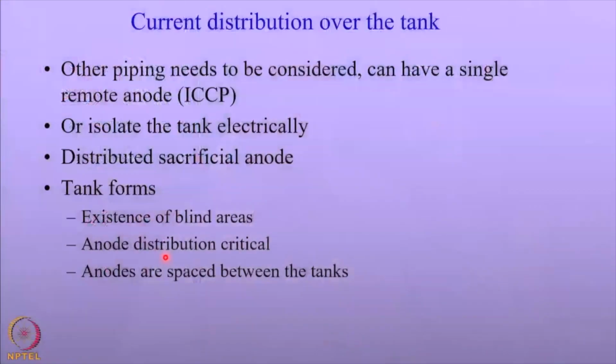We talked about current distribution at the bottom of the tank. The current distribution at the outer surface of the tank is also equally important. In this case, the other pipings need to be considered. You can have a remote anode, so that the current distribution becomes quite easier, or isolate the tank electrically, for example. And in the first case you can have a remote anode wherein you can also talk about other pipings which are connected to the tank.